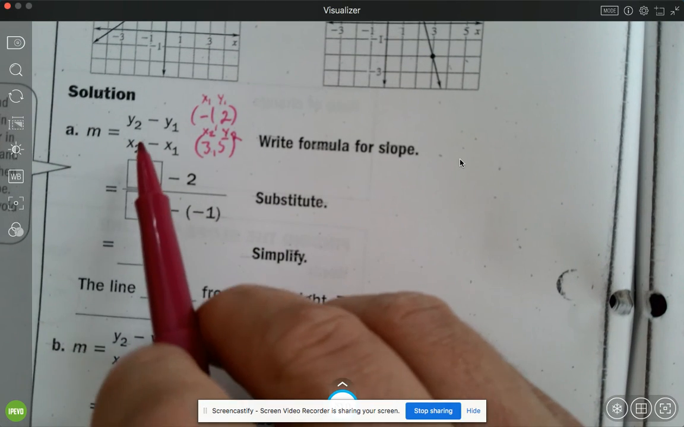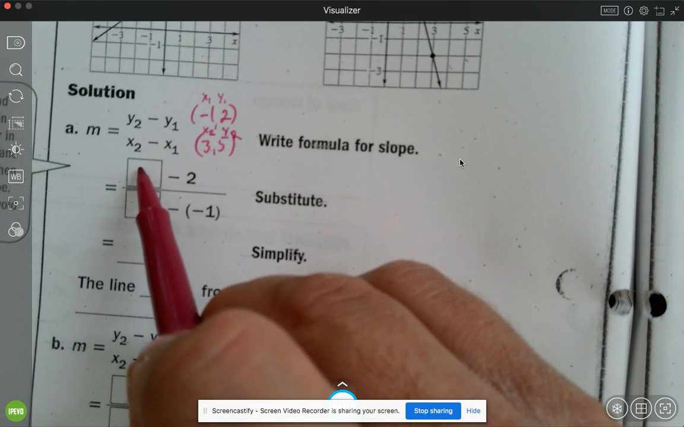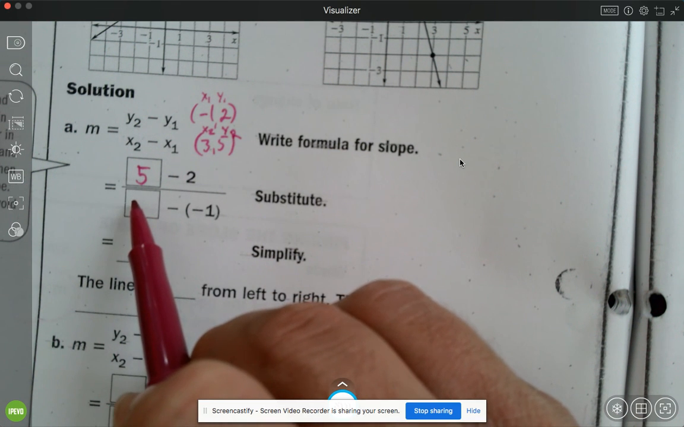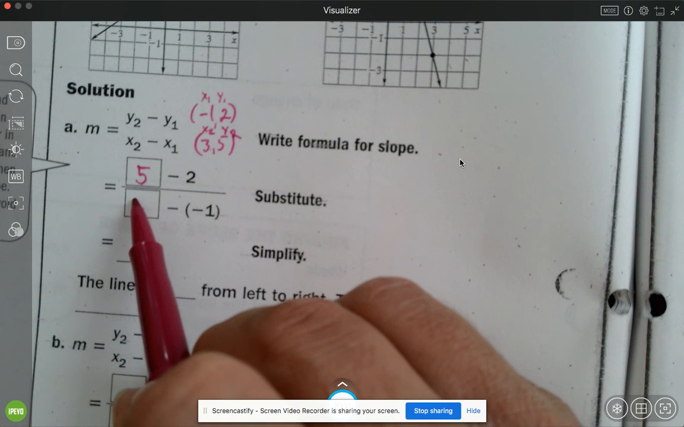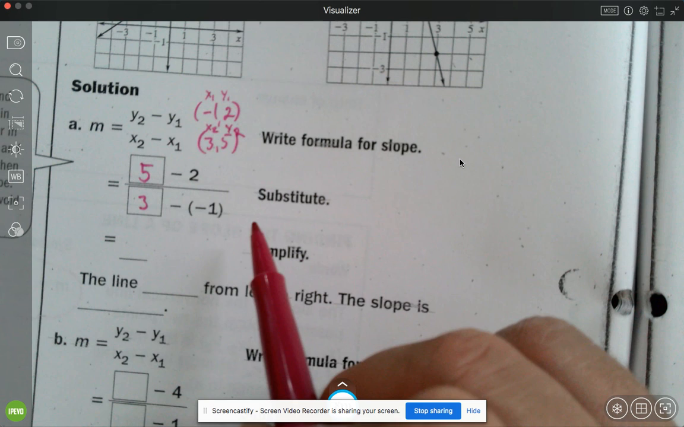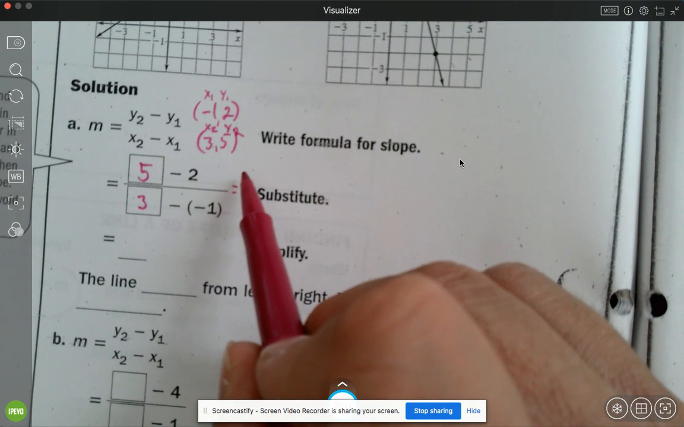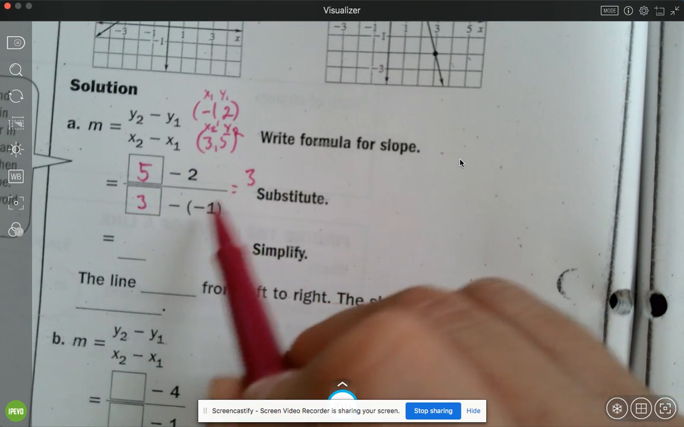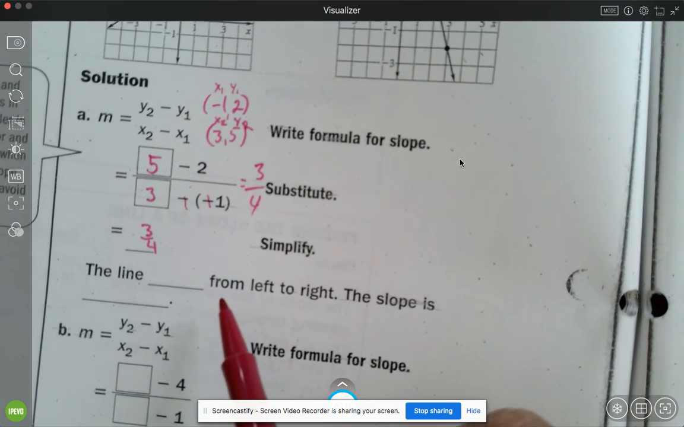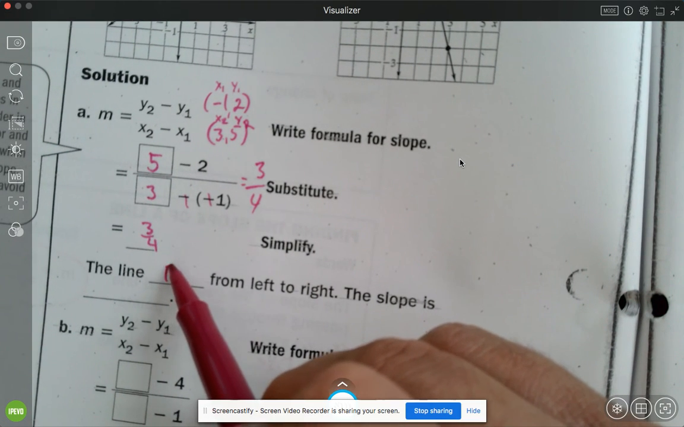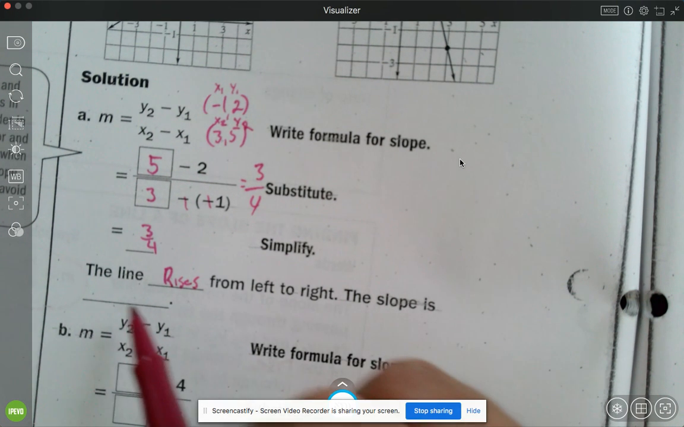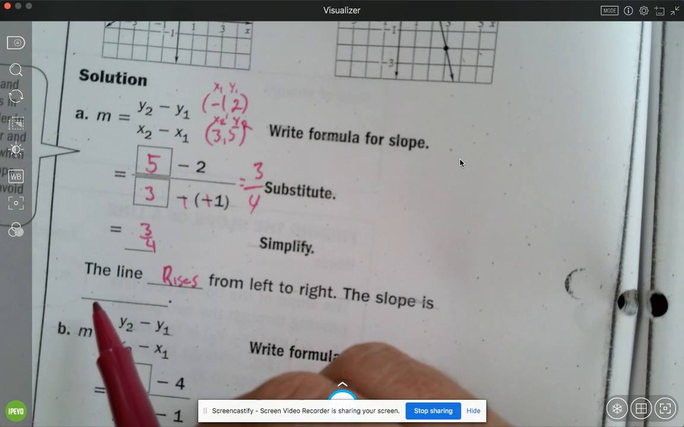So when you fill out your y's, you're doing the 5, the second y, minus 2, and the other one's going to be 3 minus -1, okay? And when you substitute and simplify that, you're left with 5 minus 2 is 3, and this is going to be plus positive 4, so it's 3/4. So you would say the line rises from left to right, and the slope is positive.